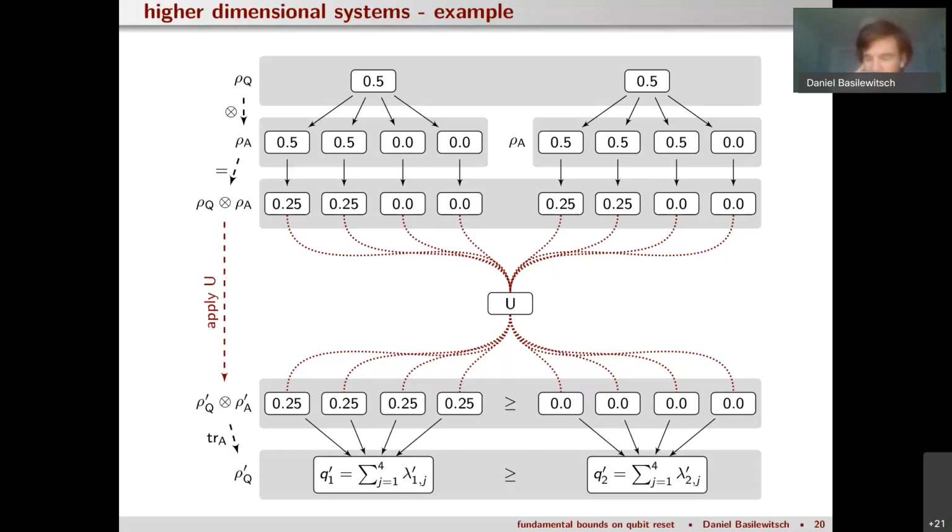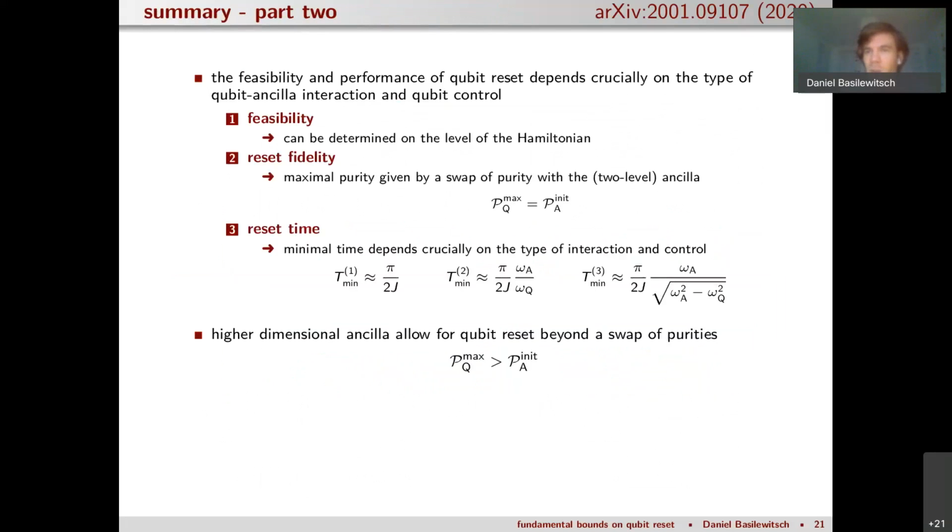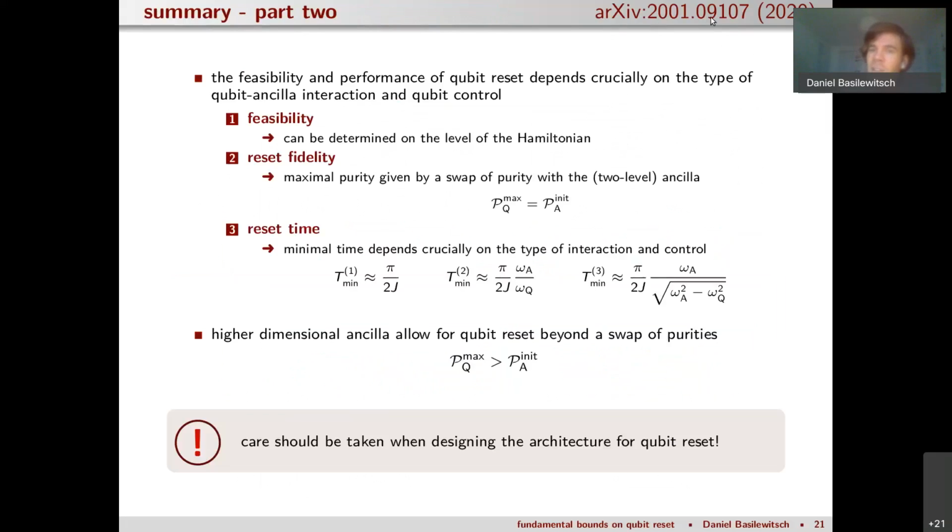I don't want to give a wrong answer right now. In the reference, we actually found a formula that tells you how pure, or how close to a pure state, you can get, depending on the initial spectrum of your ancilla and also depending on the dimension of the ancilla.